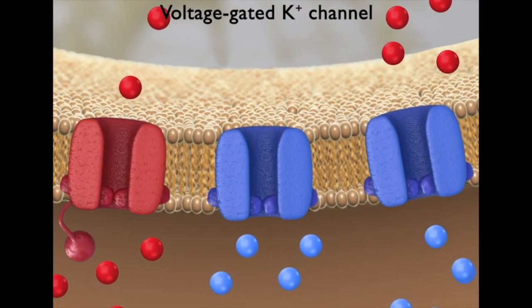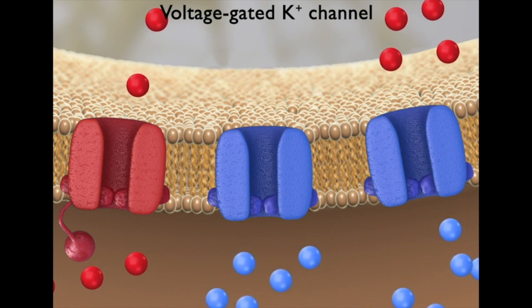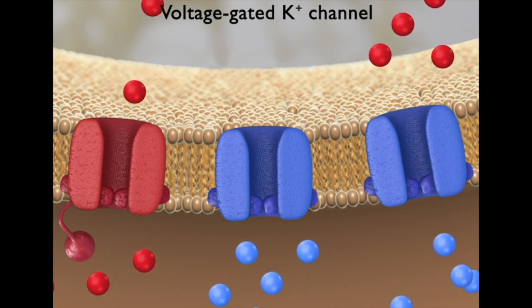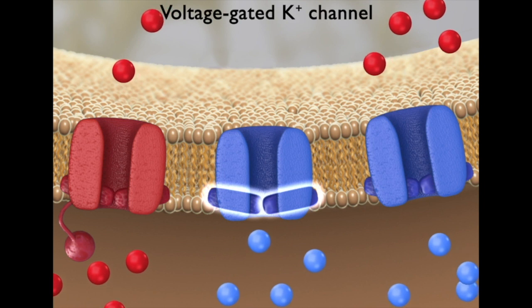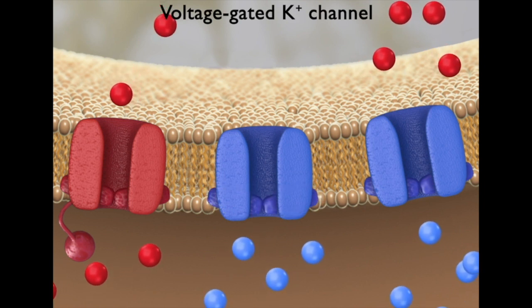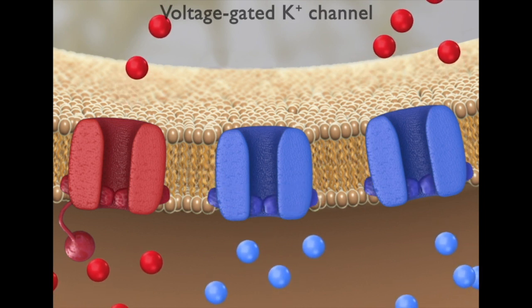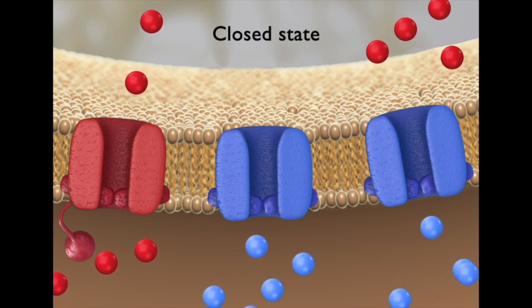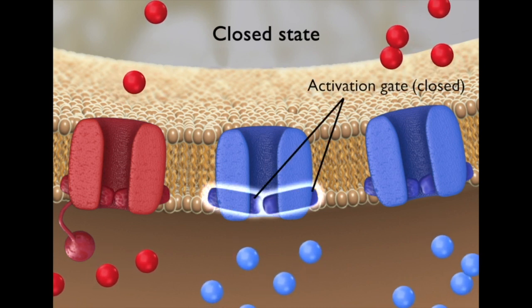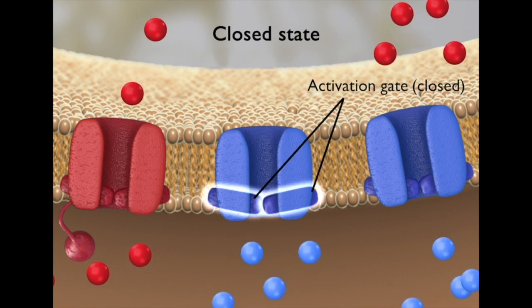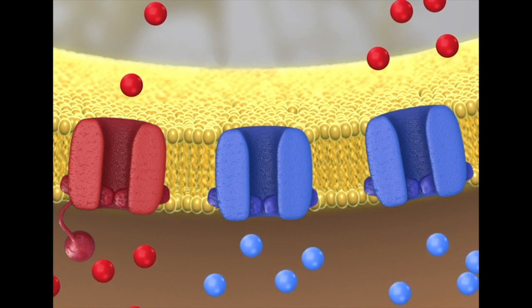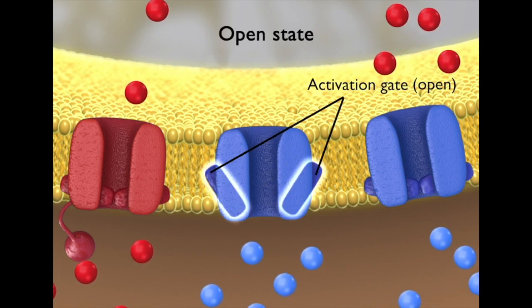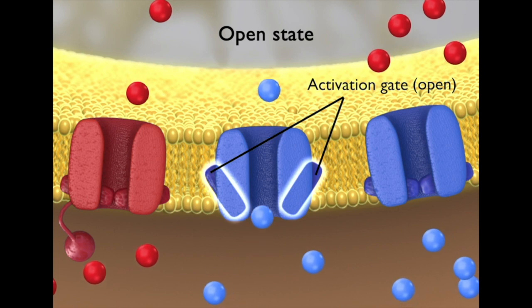The voltage-gated potassium ion channel is simpler because it has no inactivation gate. It has a single activation gate that alternates between being open or closed. At the resting membrane potential, the activation gate is closed. With sufficient depolarization of the membrane, the activation gate opens, allowing potassium ions to pass through the channel.